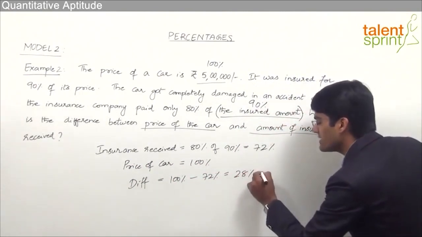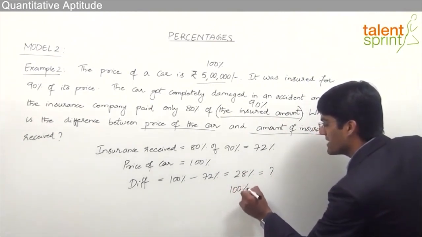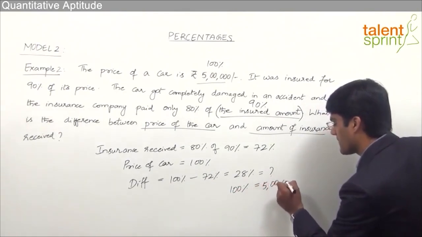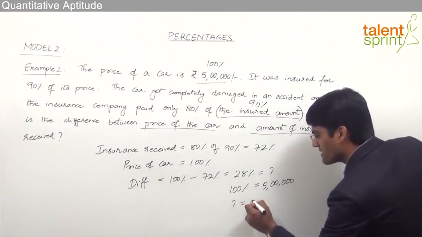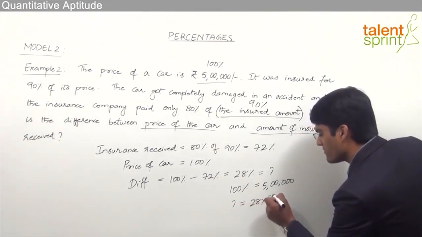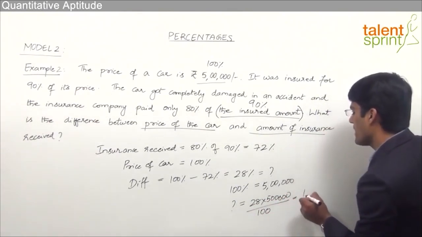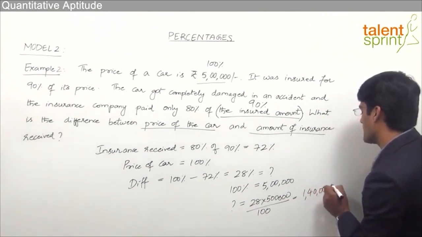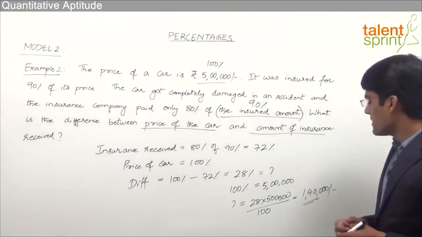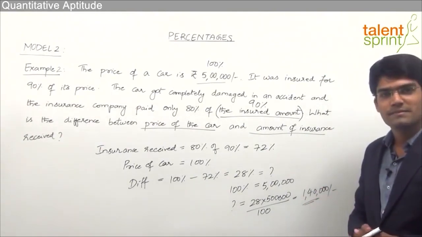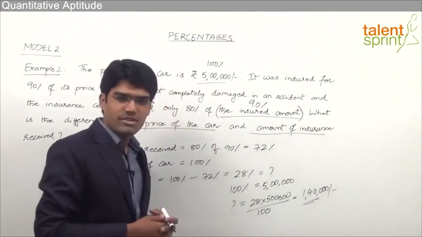Now this 28% is equal to what has to be calculated, and we know that 100%, that is the price of the car, is 5 lakhs. So from this, by cross multiplication, we can say that 28% will be equal to 28 into 5 lakhs divided by 100, which is equal to 1,40,000 rupees. So the difference between the actual value of the car and the amount of insurance received will be 1,40,000 rupees. So this is how we can use percentage of percentage concept in solving various questions of this type.